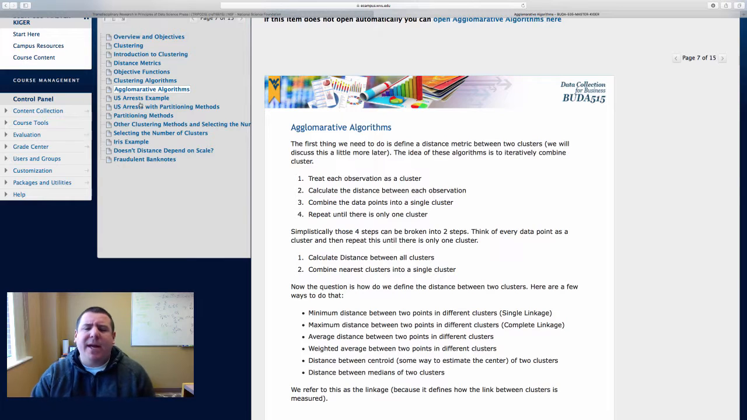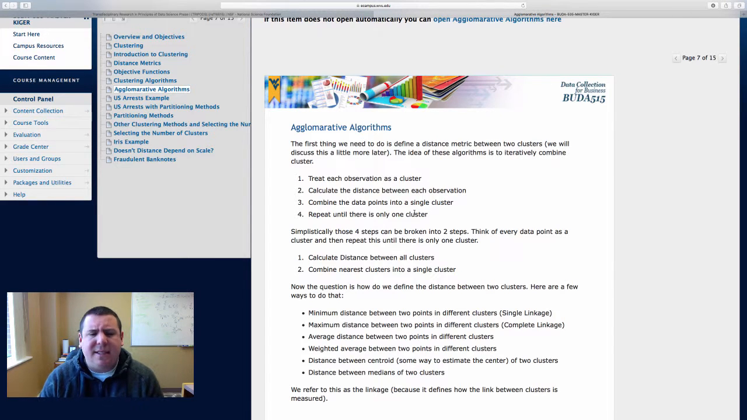So here's the base of an agglomerative algorithm. Treat each observation as a cluster. Calculate the distance between each observation, okay? Combine the data points into a single cluster and repeat till there is only one cluster. So the idea is this. Start with every data point as its own cluster. Calculate the distance between every data point. So you've got n data points. You've got to calculate n times (n minus 1) over 2 distances. So you only need to calculate the distance between every data point and every other data point, right?